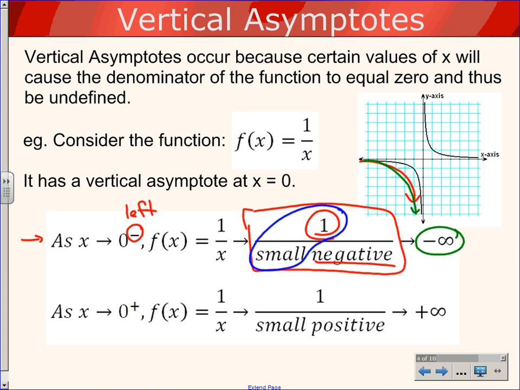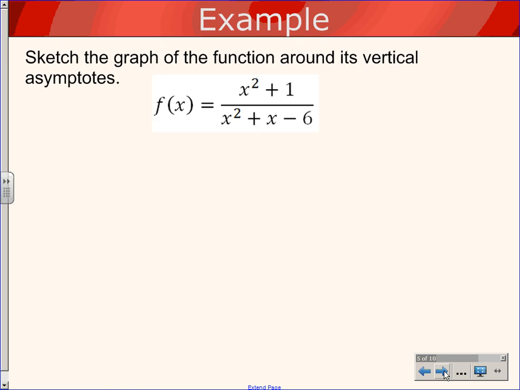Similarly, as we approach 0 from the right, we're now a small but positive number. So 1 divided by a small number is a very large number, and it's positive, and therefore the graph is approaching positive infinity, which is what we see as we approach 0 from the right. Okay? That's one we're used to.